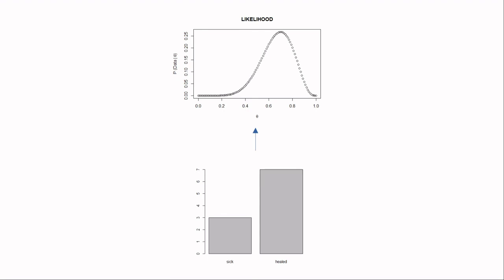Let me introduce you to the example that I want to talk about. Essentially, we start very simple. We say, okay, we have a drug, and this drug has a binary outcome. Either the patient gets healed or the patient doesn't get healed, or remains sick. And then we want to find out what this underlying parameter is, essentially this underlying probability of getting healed.